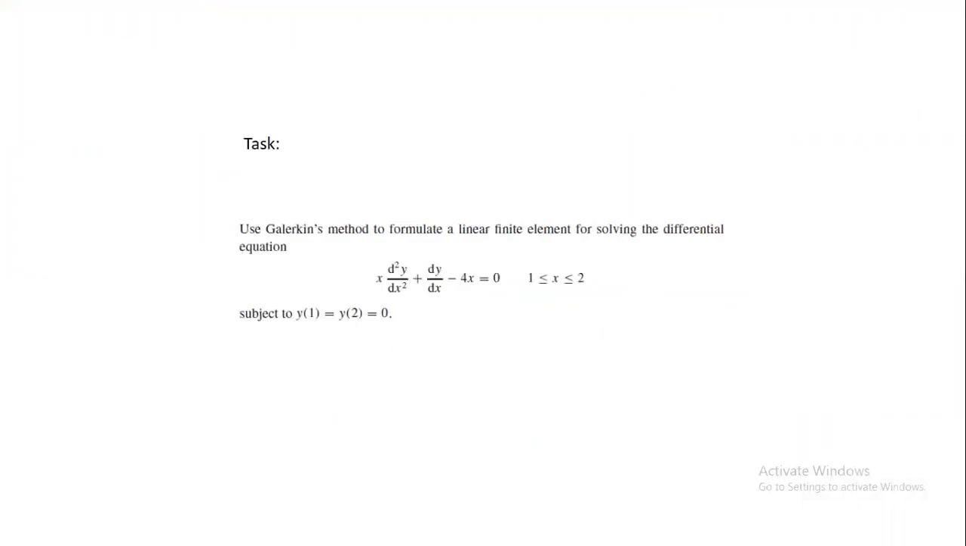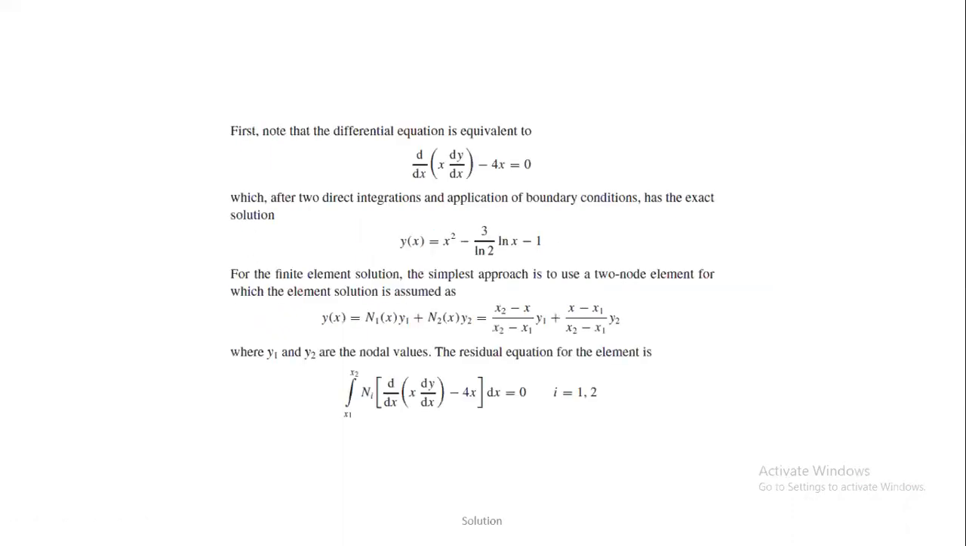Right, so now let us go to the task. Use Galerkin method to formulate a linear finite element for solving the differential equation. Now you can see this time I have this differential equation, and the very nice thing is that y double dash plus y, no, y double dash plus y dash. Okay, so we will treat it differently. Right, subject to y of 1 and y of 2 is equal to 0.